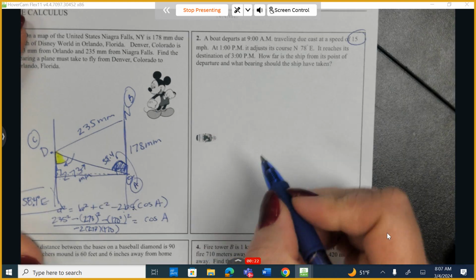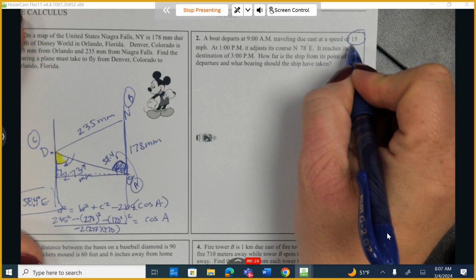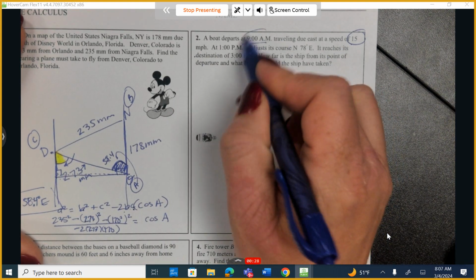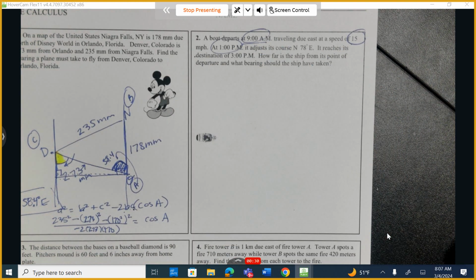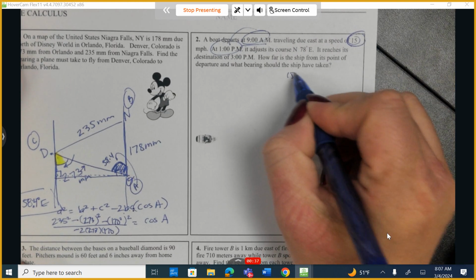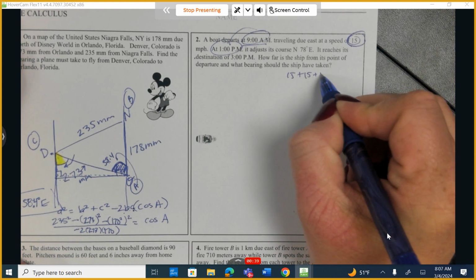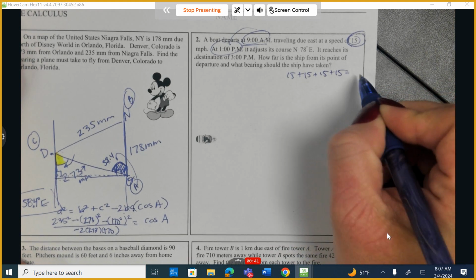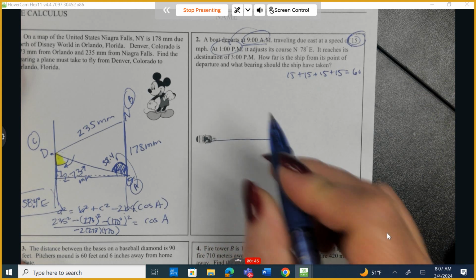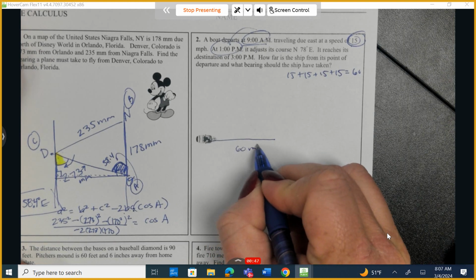Okay, so here we go. We know that it travels 15 miles in 1 hour. And until it changes direction, it goes a total of 4 hours: 9 to 10, 10 to 11, 11 to 12, 12 to 1. This is a 4-hour difference. So if it can go 15 miles in 1 hour, 15 times 4 is 60. So we're going to go 60 due east here, and this is 60 miles.